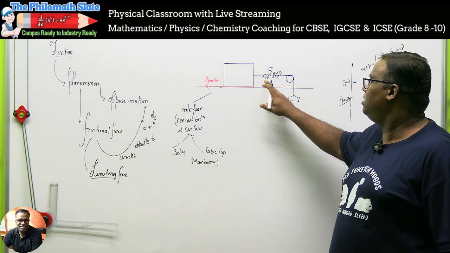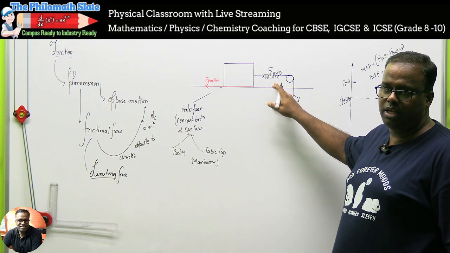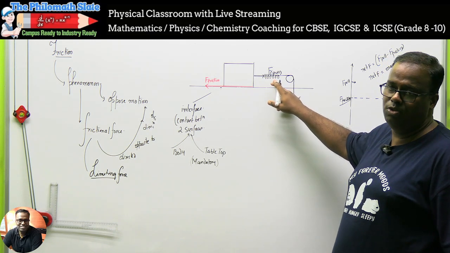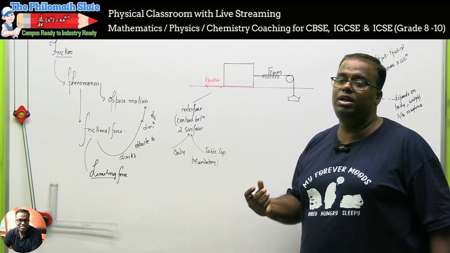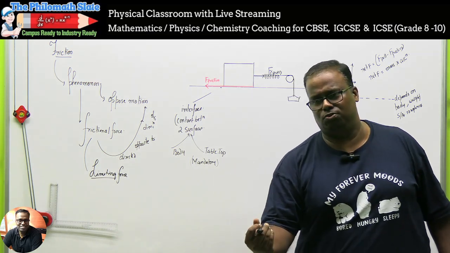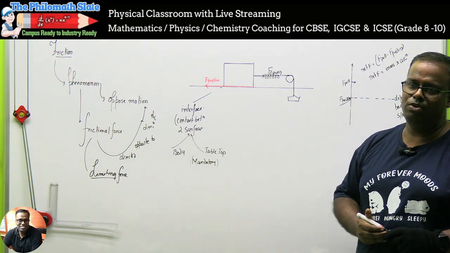As you put on weight, the spring balance will indicate the extension. You'll get the extension, and the spring balance will give you the reading. At a particular reading, the block just begins to move. That is friction. That is the value of friction.